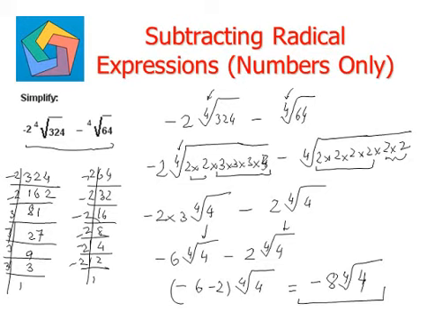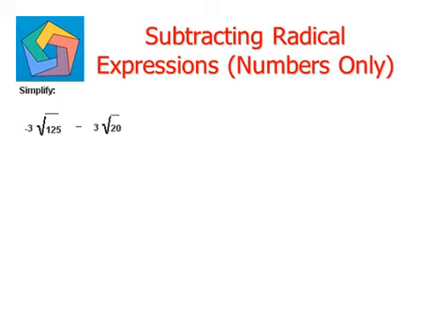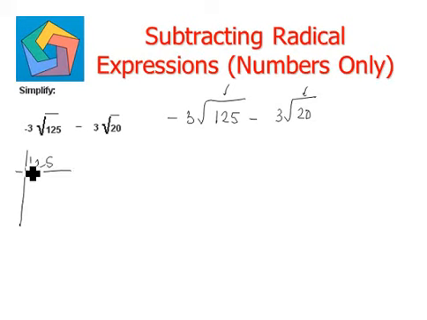Let's look at the next question. We have: simplify negative 3 times root of 125 minus 3 root of 20. Again, the numbers inside the radicals are not the same, so they cannot be subtracted directly. We do the prime factorization. We start with the number 2, not possible because 125 is not an even number. Try 3. 3 is also not possible. We start with 5. Down to 25. 5 times 5 is 25. 5 divided by 5 is 1.